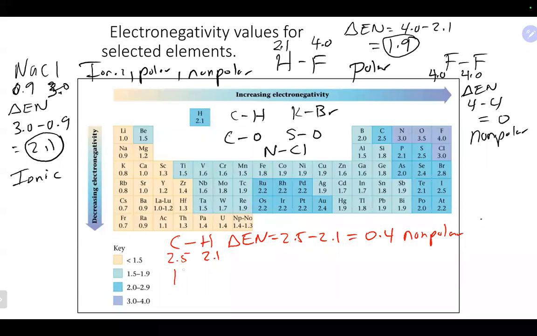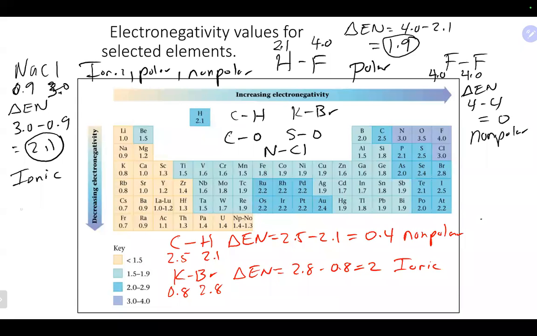Let's do KBr. K is 0.8. Br is 2.8, I think. So our difference in electronegativity here is 2.8 minus 0.8. That is a 2, which will make it ionic. And really, once again here, we did not even need the numbers. Potassium is a metal. Br is a nonmetal. So you could just roll with ionic without subtracting, and you would be fine.